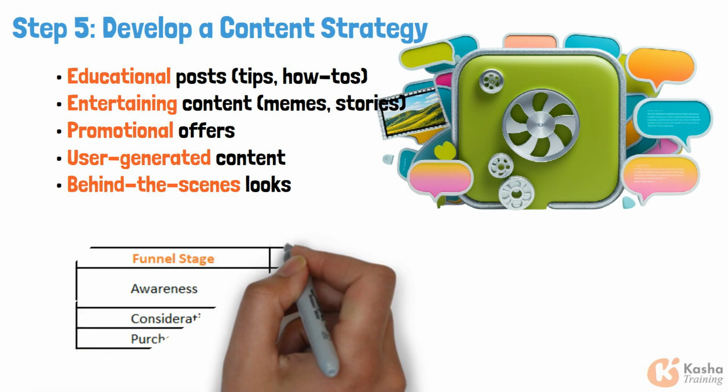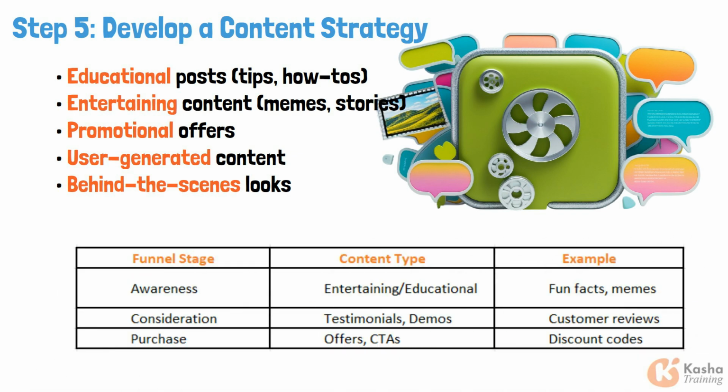Content funnel example. Funnel stage, content type, example. Awareness: entertaining, educational, fun facts, memes. Consideration: testimonials, demos, customer reviews. Purchase: offers, CTAs, discount codes. Create a content calendar to stay organized and consistent.